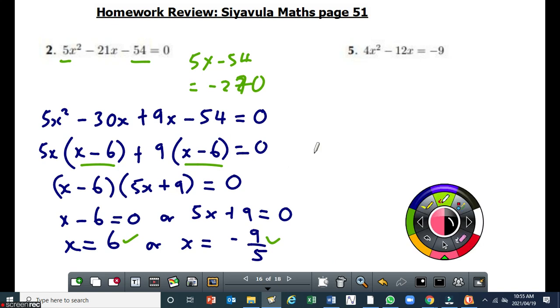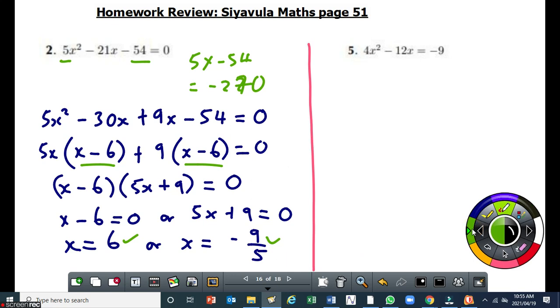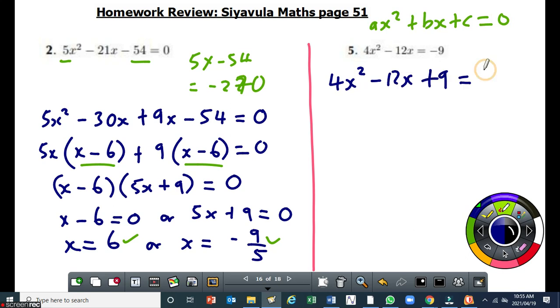Now, question 5, the first thing, since I'm sure you can see that the equation is not in the form ax squared plus bx plus c equal to 0. So the first step would be to take the minus 9 to the left, so we end up getting 4x squared minus 12x plus 9 equals 0. So give yourself a mark for that step. Okay? If you did the homework, you give yourself a mark for that standard form of a quadratic equation.